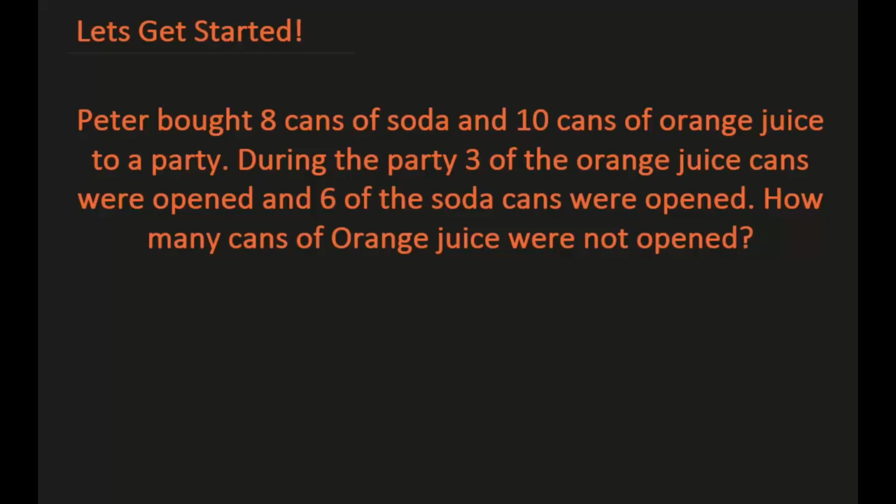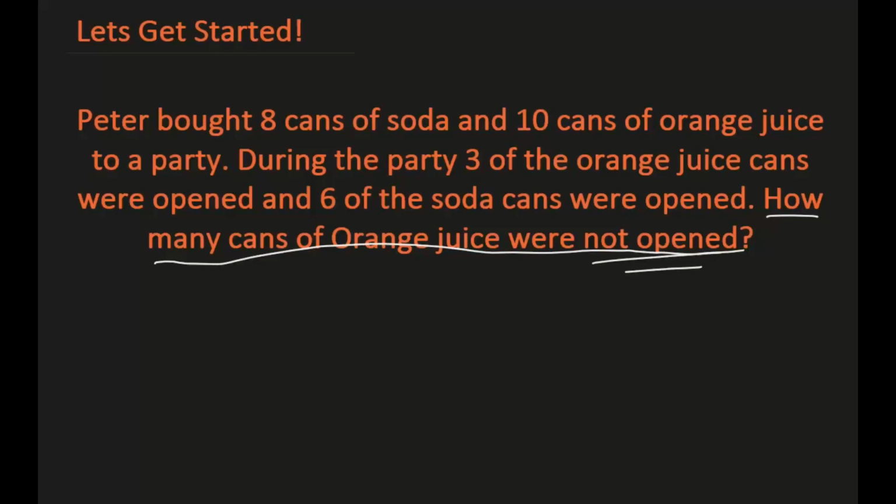So first off, we need to know what our question is. Our question is how many cans of orange juice were not opened? So that's what we're trying to figure out. Now we're going to underline our useful information, the information we're going to use, and we're going to underline the information that we don't need in a different color.